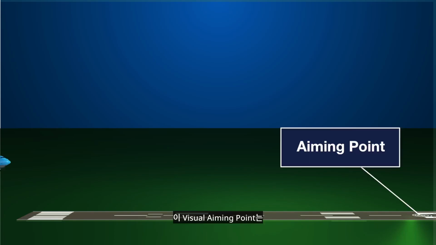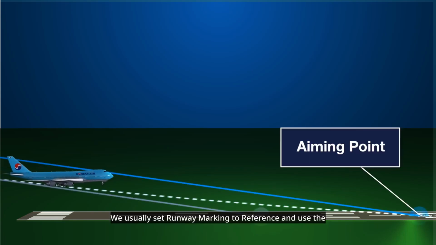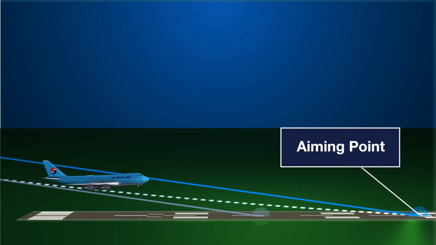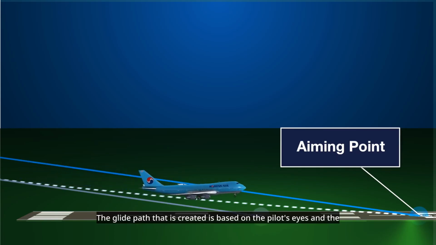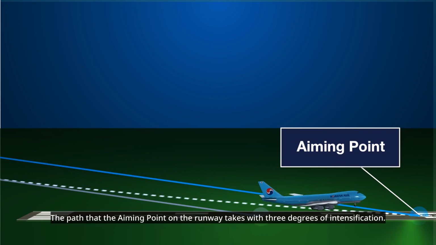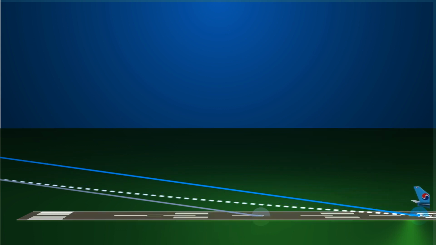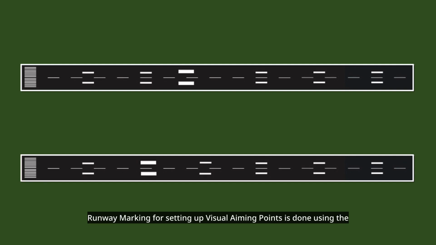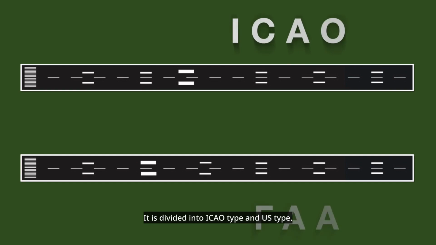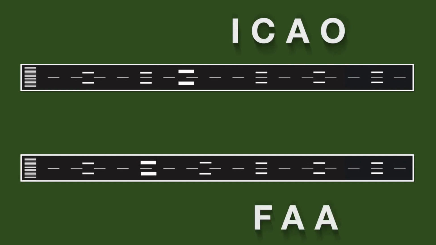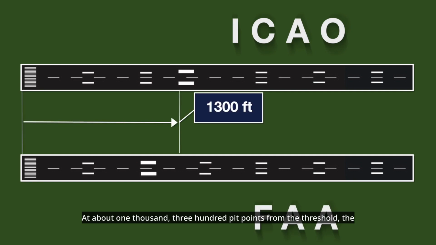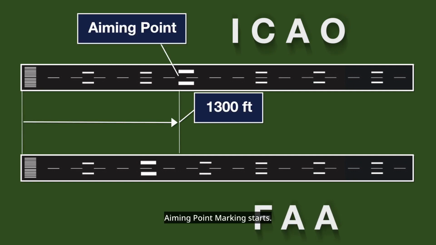We usually set the visual aiming point by runway marking as reference and use the glide path that is created based on the pilot's eyes and the path that the aiming point on the runway takes with 3 degrees of inclination. Runway marking for setting up visual aiming points is divided into ICAO type and US type. The ICAO type of runway aiming point marking starts at about 300 meters from the threshold.